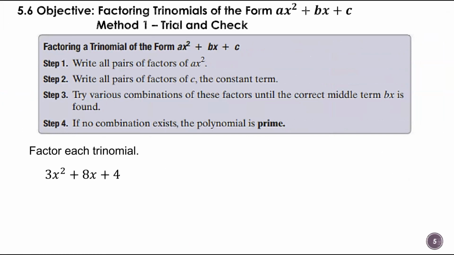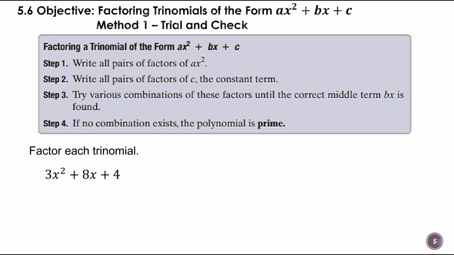Okay, so that was the first method, which had to do with when my leading coefficient is 1, so I had a 1x squared. Now my leading coefficient is not 1. You can use this method for any trinomial, but let's use this method when the leading coefficient is a prime number or a number that doesn't have too many factors.